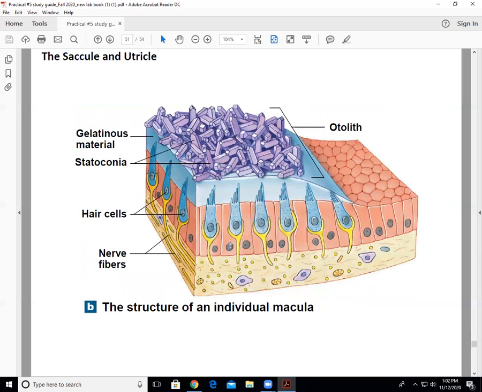Okay, inside the utricle and the saccule, you have structures that help you with balance and equilibrium. This structure here, we call these statoconia. Collectively, they sit on a layer called the otolith. Deep to the statoconia, you have gelatinous material, gel, and you've got hair cells, and when those hair cells move, it affects your balance, because they're perceiving that information. Those hair cells are connected to nerve cells, which send a signal to your brain.